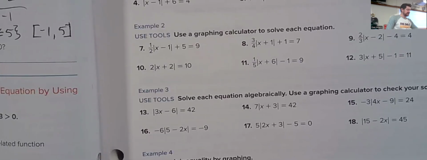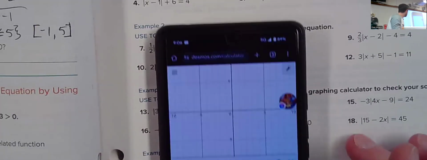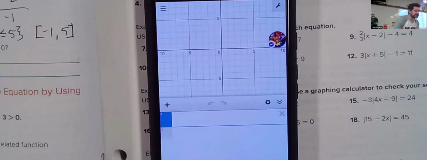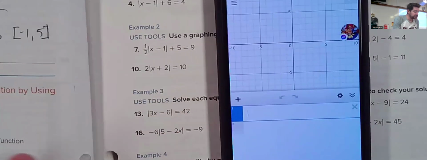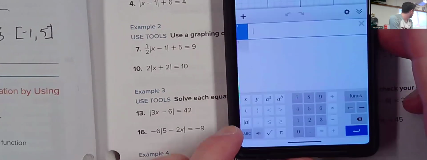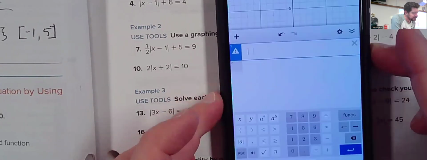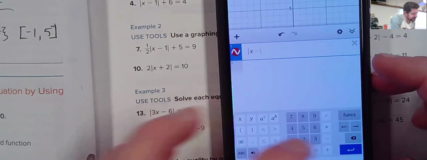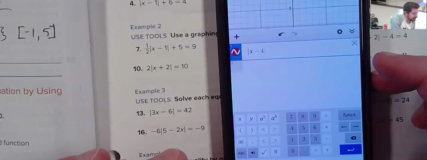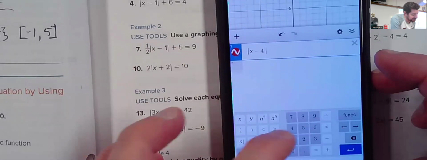And in a lot of ways, Desmos is actually a little bit more user-friendly. For example, let me just go ahead and open it up here, because it works on your phone if you want to use your phone for it. You're welcome to do that. Let's see, Desmos calculator, and it functions real similar to your graphing calculators here. So if we did number one real quick, we have absolute value, which is just a button right down here above ABC. So there's our absolute value, and there's x minus 4. And then we're going to head outside the absolute value. We're going to say equals 5.